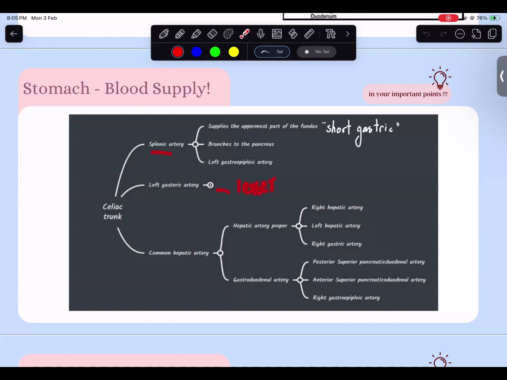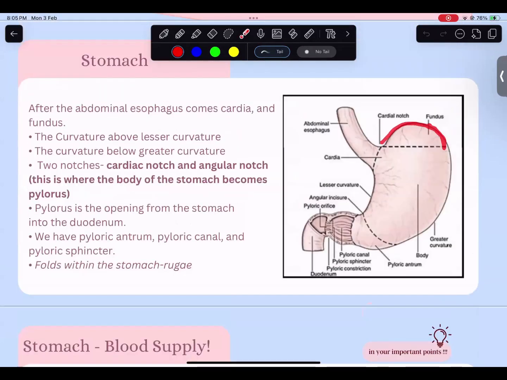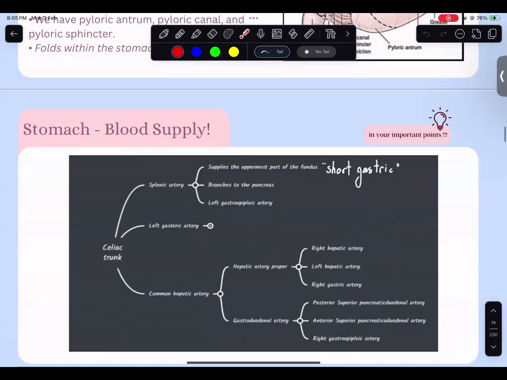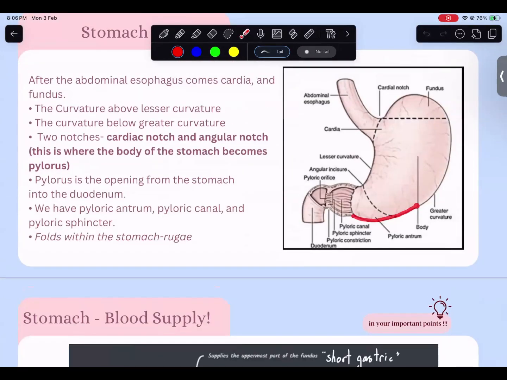Now we're just going to focus on the splenic and the common hepatic. We're going to start with the splenic artery. The splenic artery goes behind the stomach to supply the spleen, so it gives branches to the spleen because it's the splenic artery, right? It also gives us short gastric arteries, which supply the fundus of the stomach. It's also going to give us the left gastroepiploic, which supplies the greater curvature. So the left part of the greater curvature is supplied by the left gastroepiploic, and the right part is supplied by the right gastroepiploic.